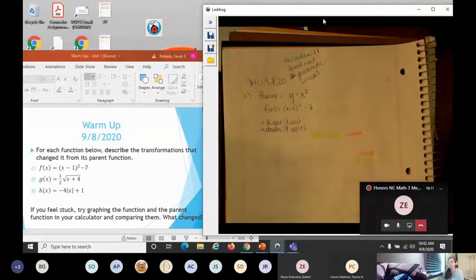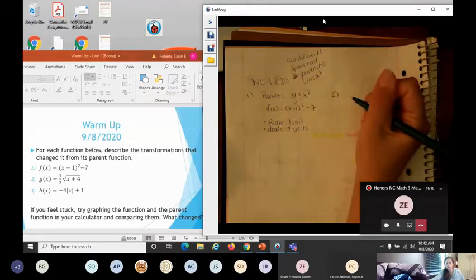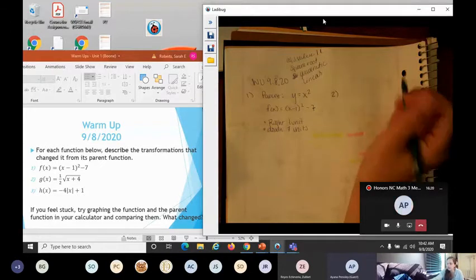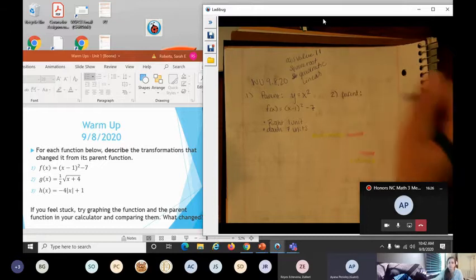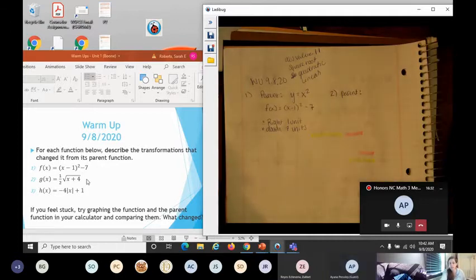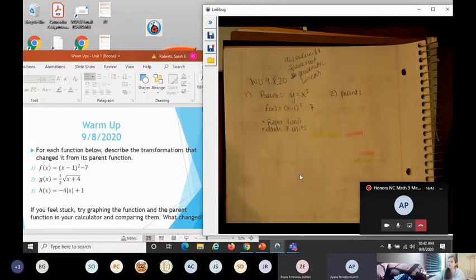The next person is Ayana. Ayana's going to do number 2. Are you there, Ayana? Yes, sadly. All right. What's the parent function? I don't know, I guess. So look at number 2. Is it absolute value? No. Is it a square root? No, don't got a square root. I mean, no. Yes, it do. All right. Very good. So this is going to be a square root function.